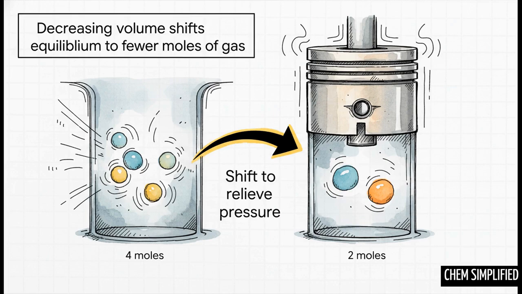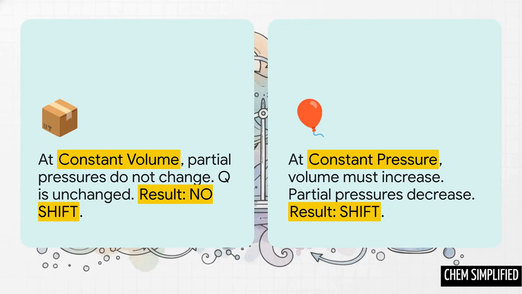It tries to reduce the pressure. And the easiest way to do that is to have fewer gas particles bouncing around. So the reaction shifts to the side with fewer moles of gas. In our case, it shifts hard to the right, going from 4 moles of gas down to 2, cranking out more ammonia to relieve that pressure crush. Now this is a classic trick question, so let's pay close attention.